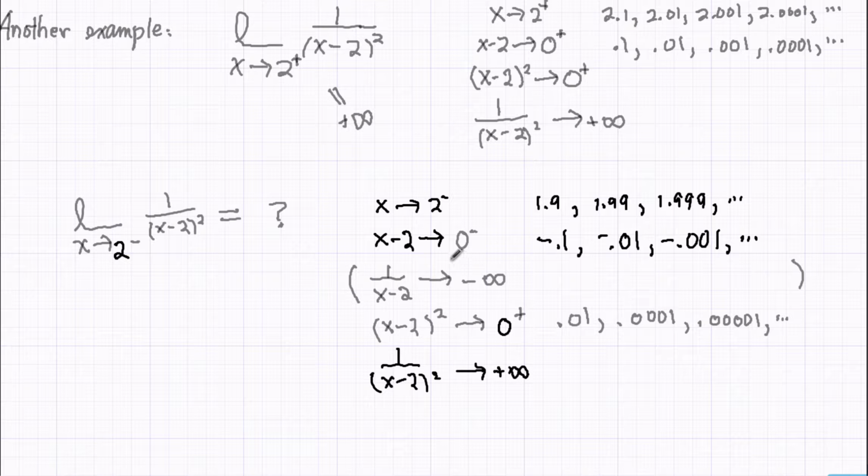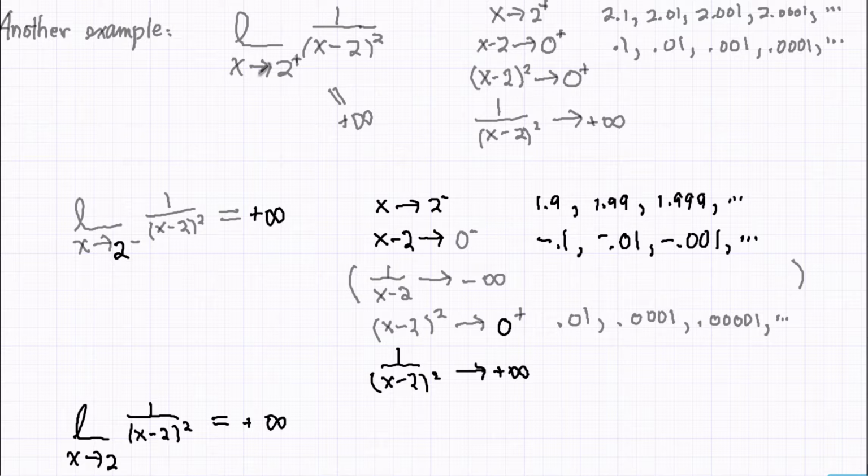Notice, however, that if I take the x minus 2 list and square it, the squaring makes every entry in the list positive. As a consequence, the x minus 2 squared list is going to 0 from the positive side, and hence 1 over x minus 2 squared, that list goes to positive infinity. So the limit as x approaches 2 from the negative side of 1 over the quantity x minus 2 squared is also positive infinity. The side that we were approaching from did not matter.